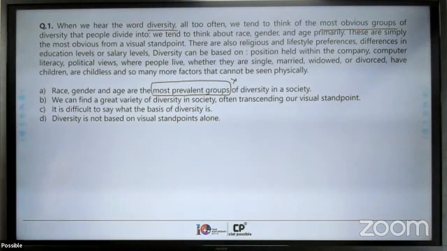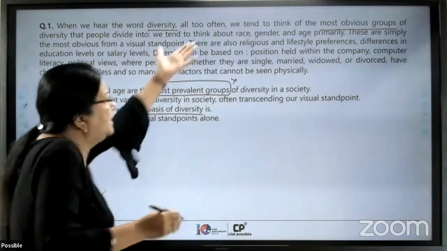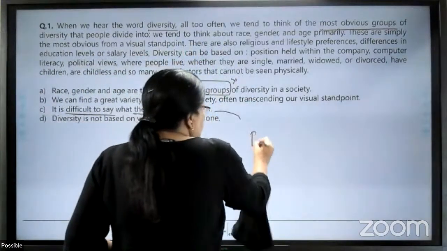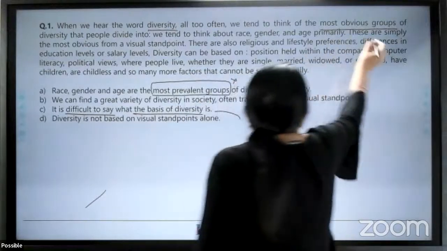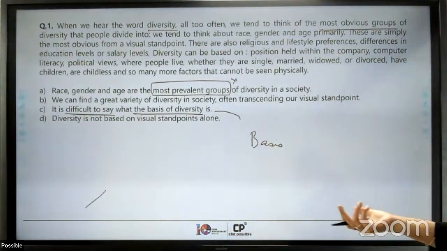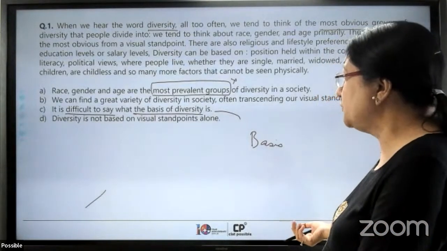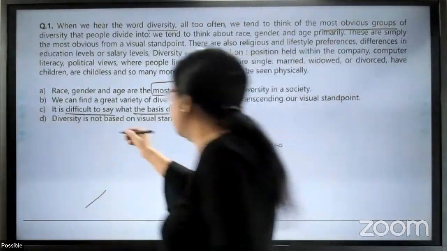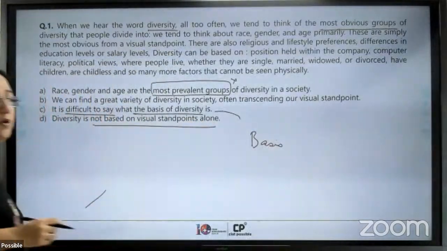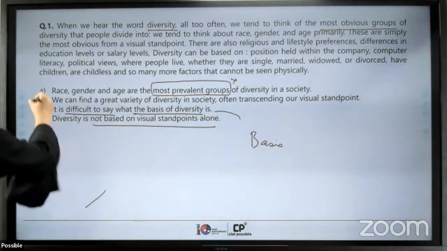Okay, I'm keeping B. It is difficult to say what are the bases of diversity, but he's given us the basis. He's talking about race, gender, and so on. So he's given us the basis. So why is it difficult to say? Unnecessarily. Diversity is not based on visual standpoints alone. Look at the limited scope and off-the-mark summary. Bases are listed in the passage. So D is so partial, and it's not 100% correct.